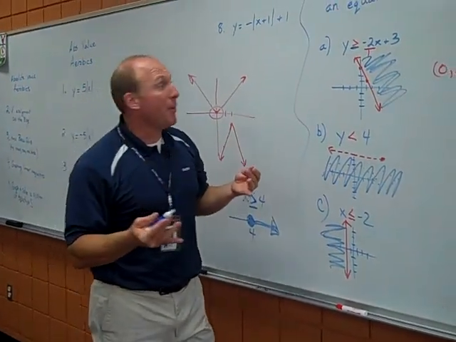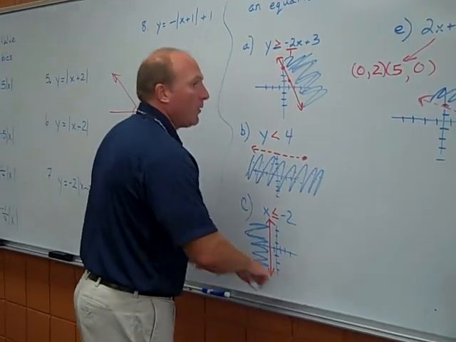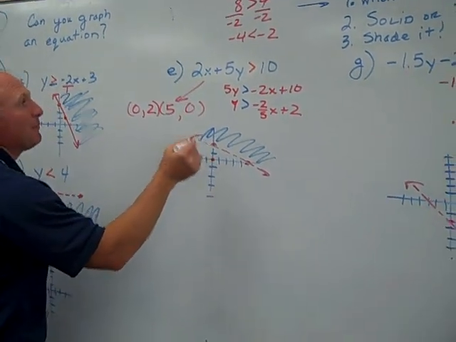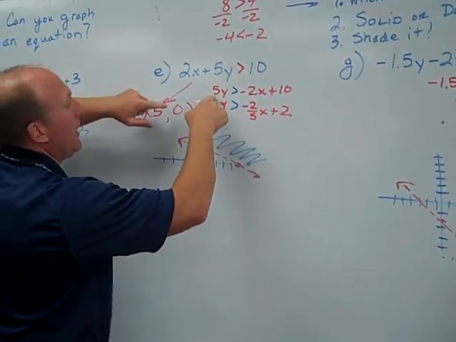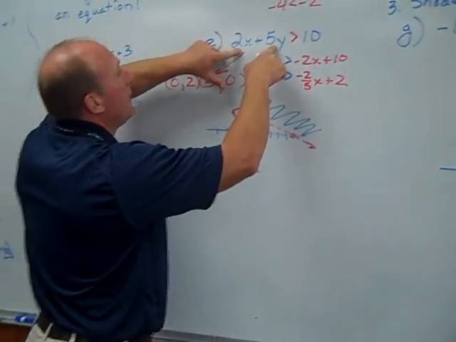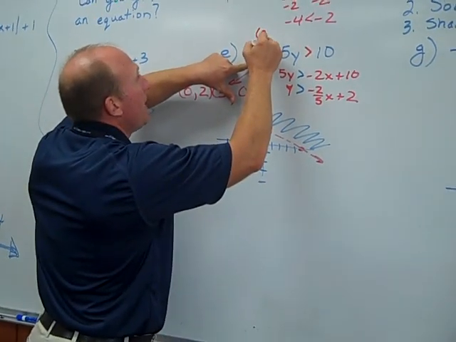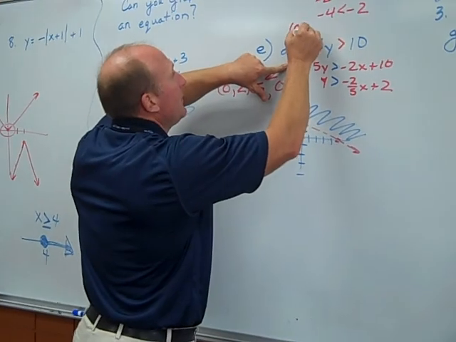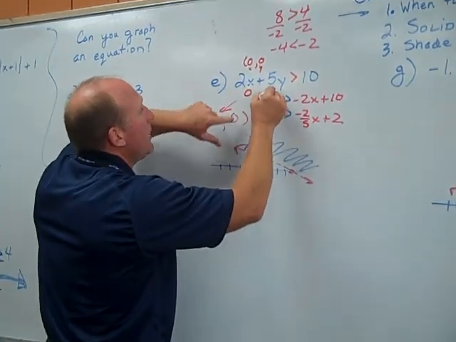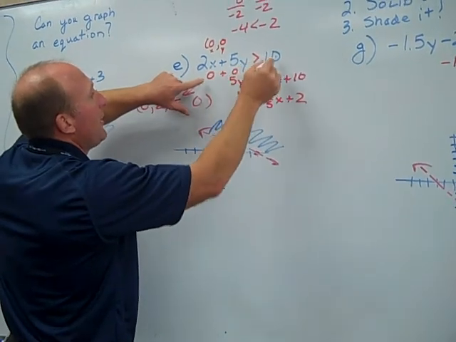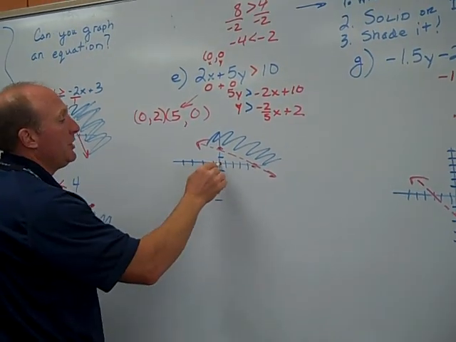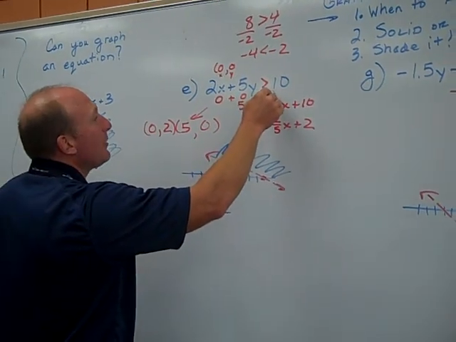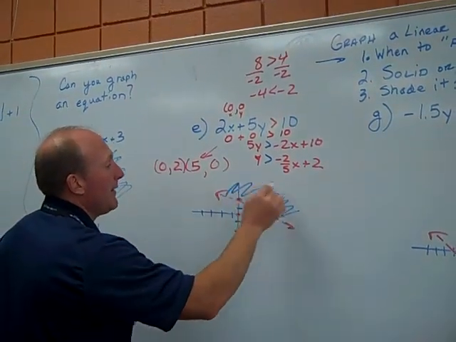The other way is to actually pick a point. Pick an ordered pair. The most famous ordered pair to pick is 0, 0. There it is. And plug it into the equation. Whether you plug it in here or here, I would plug it into the original. The ordered pair is 0, 0. That means the x value is 0. What's 2 times 0? 0. The y value is 0 also. What's 5 times 0? 0 plus 0. Is it greater than 10? If the answer is yes, you would shade in that side that includes 0, 0. In this case, 0, 0 is not greater than 10. So we would shade in the other side.